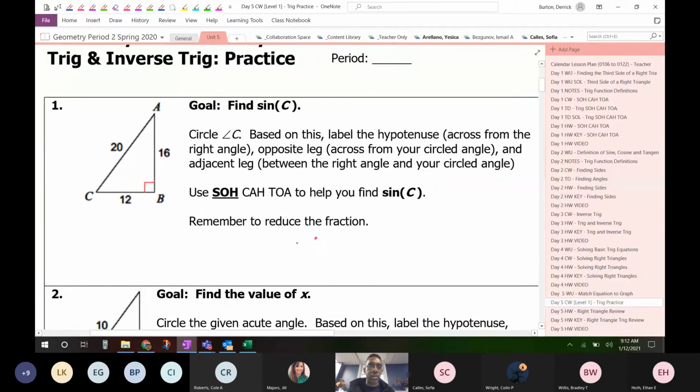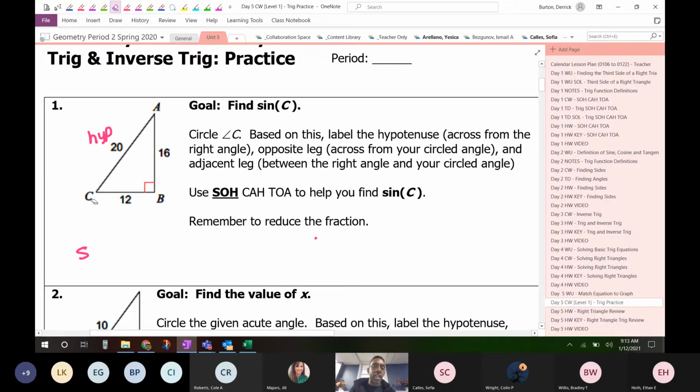Okay, so problem number 1. Our goal is to find the sine of angle C. I guess they're just walking us through how to do that, but we already know how to do it, so we're just going to do it. So the sine of angle C. This is the hypotenuse. Let's go ahead and label that up. It's across from the 90 degrees, so that's the hypotenuse.